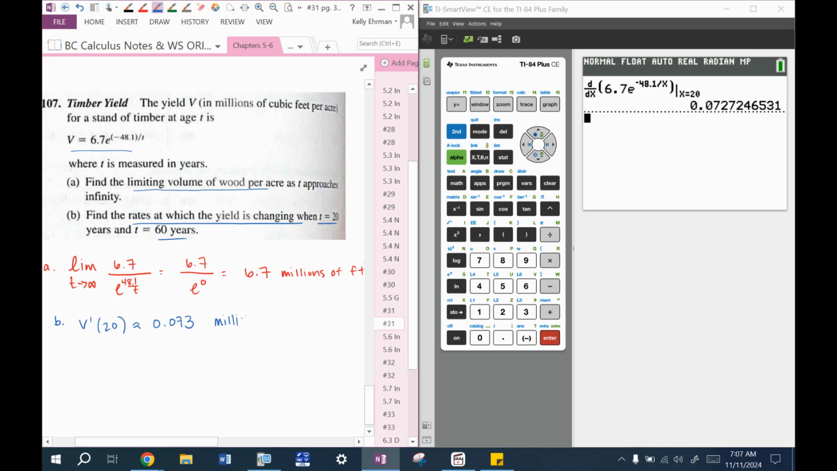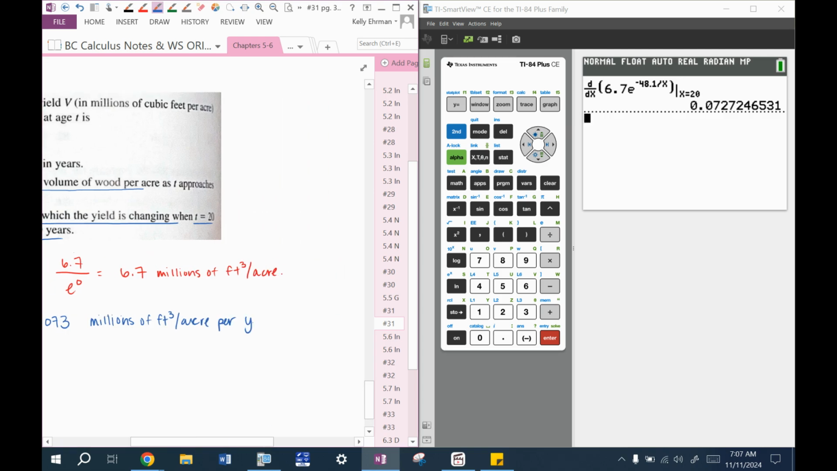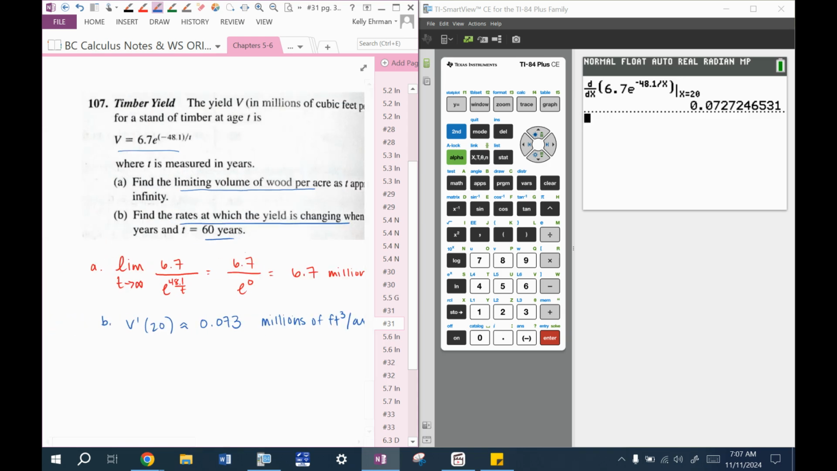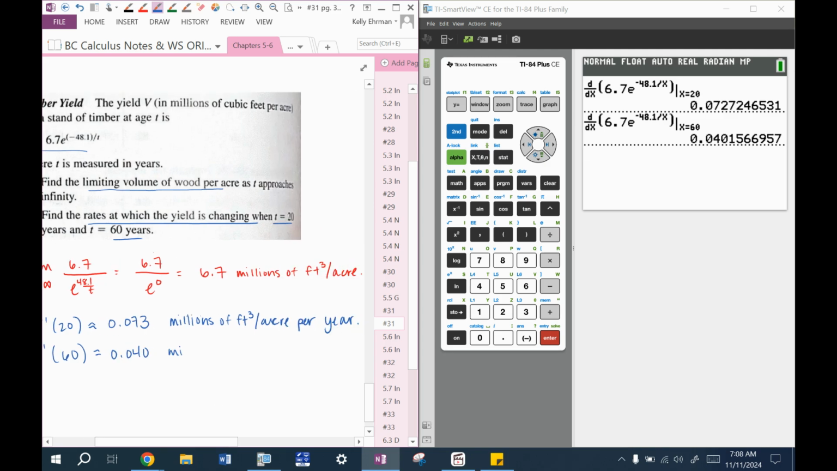So millions of cubic feet per acre. That's the measurement for V per. I'm going to write the word per because I don't want to have another divided by per year. And then same question, but you're just changing 20 to 60. So second enter and then change 20 to 60. 0.040. So V prime of 60 is about 0.040. Same label. Millions of cubic feet per acre per year.